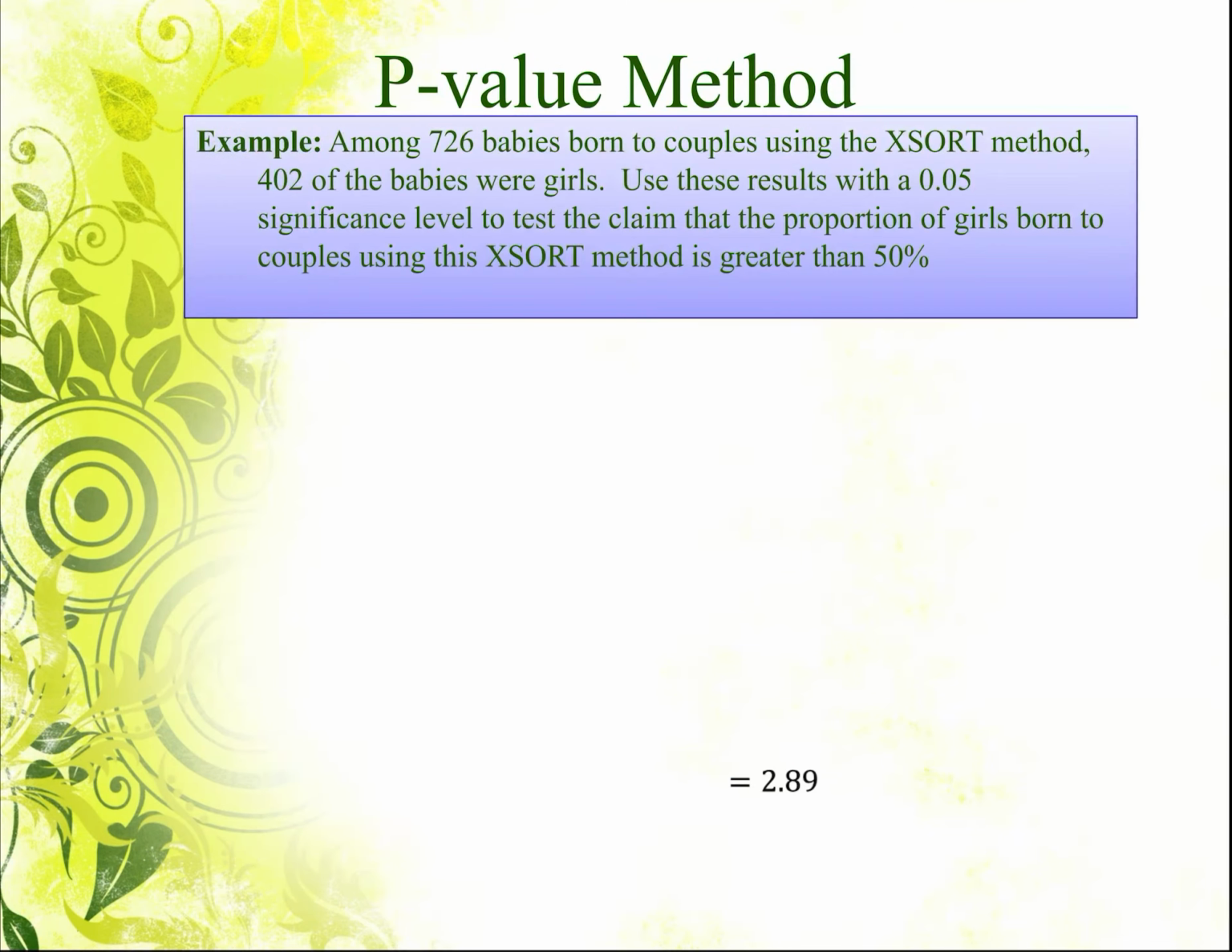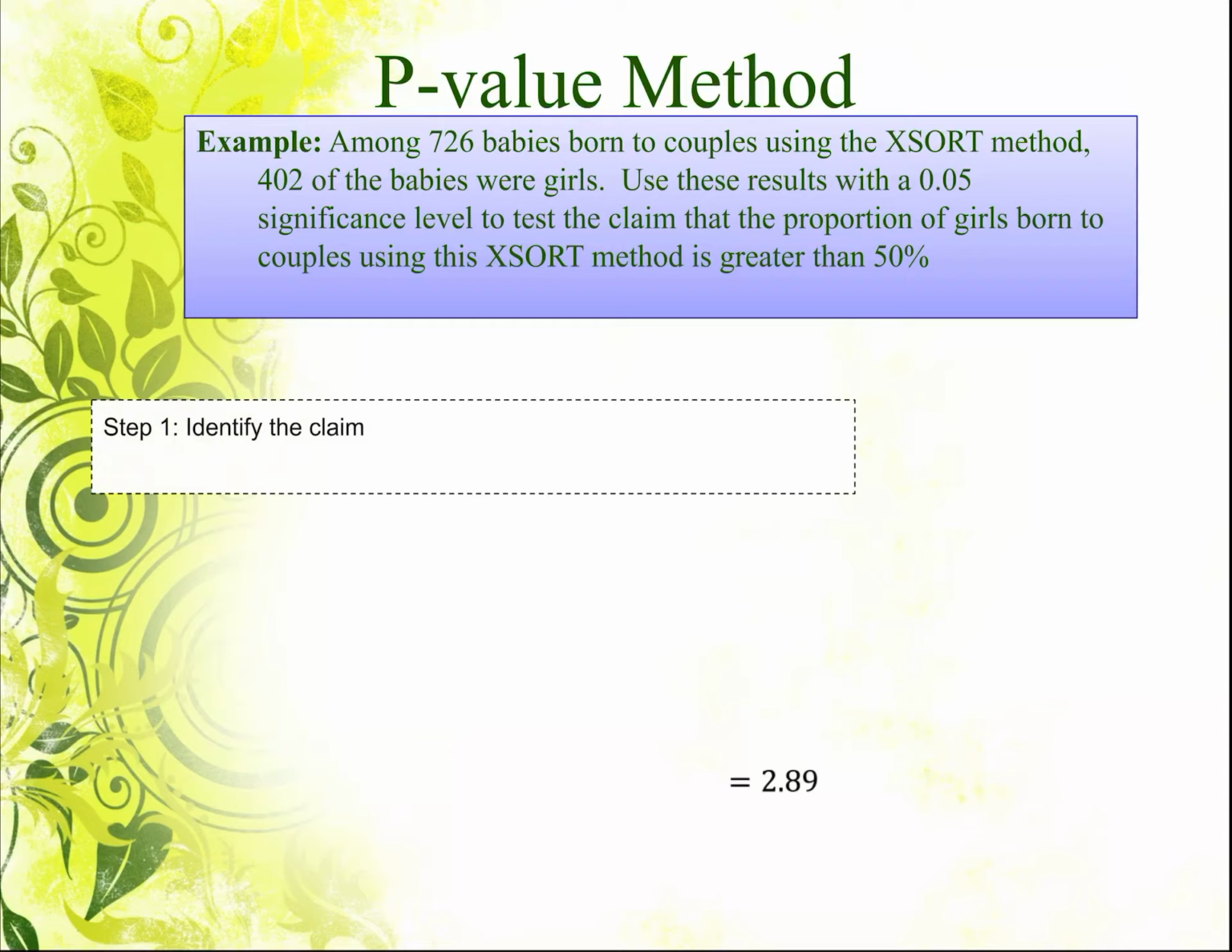Okay, let's start with the p-value method. So, for an example, among 726 babies born to couples using the XSORT gender selection method, 402 of them were girls. Use these results with a 0.05 significance level to test the claim that the proportion of girls born to couples using this method is greater than 50%.